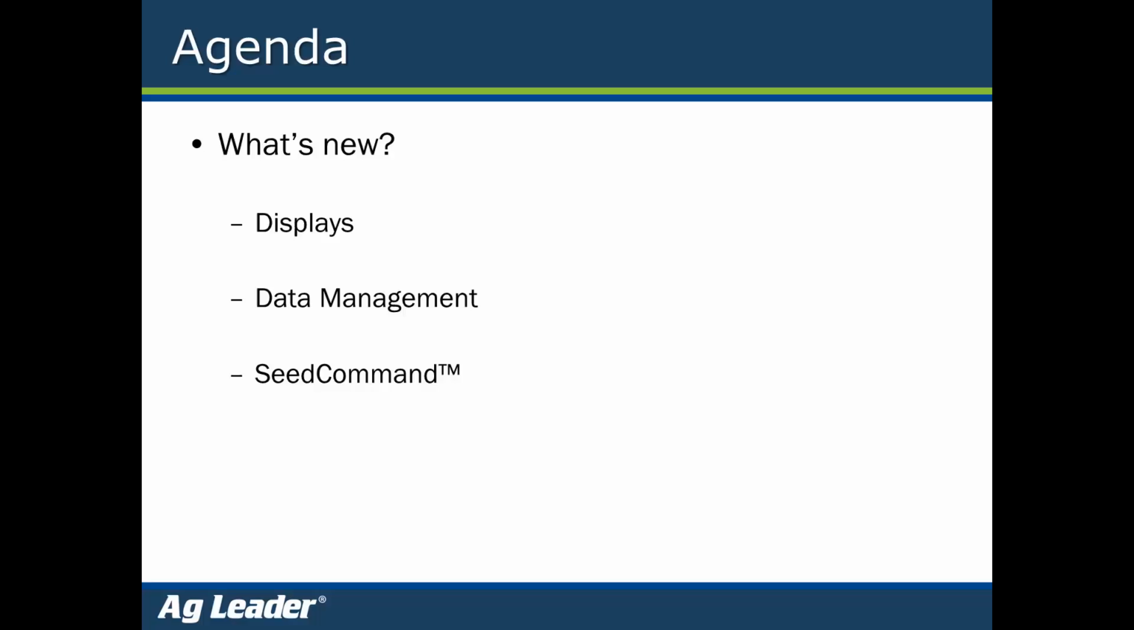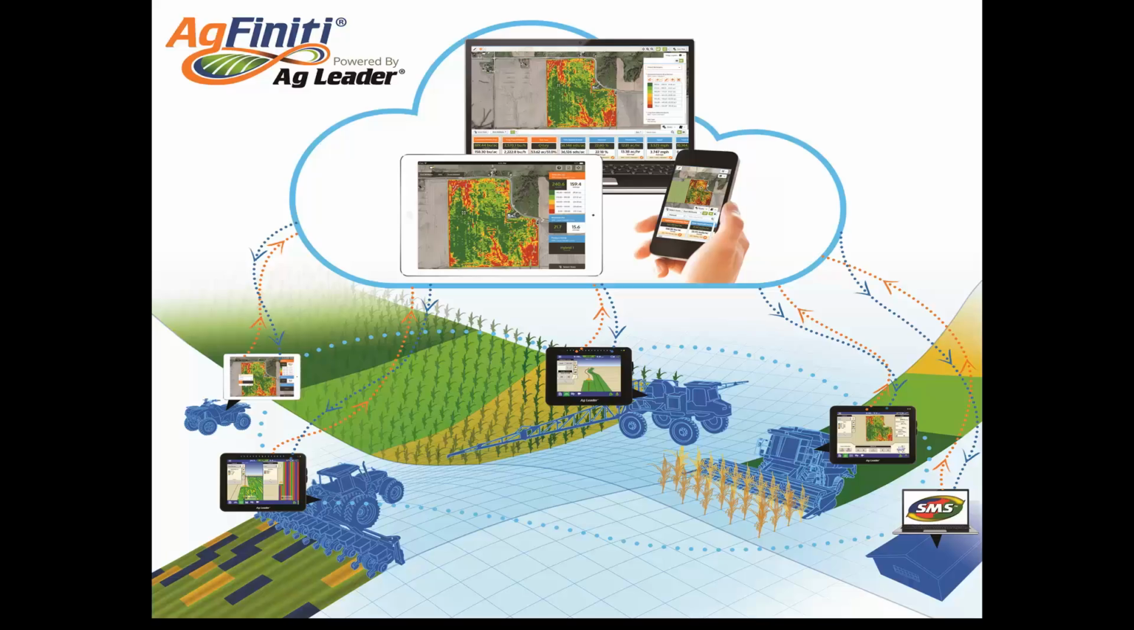Our focus today is going to be on the updates from these three product lines: our flagship InCommand 1200 display, the data management products including AgFiniti and SMS desktop software, as well as the changes we have in our SeedCommand product line that will help you next spring and for all of the remaining crop seasons we have coming up. We'll start with the additions that we've made to our InCommand displays in both version 1.5 and 2.0 firmware, just to make sure you're aware of all of the most recent updates.